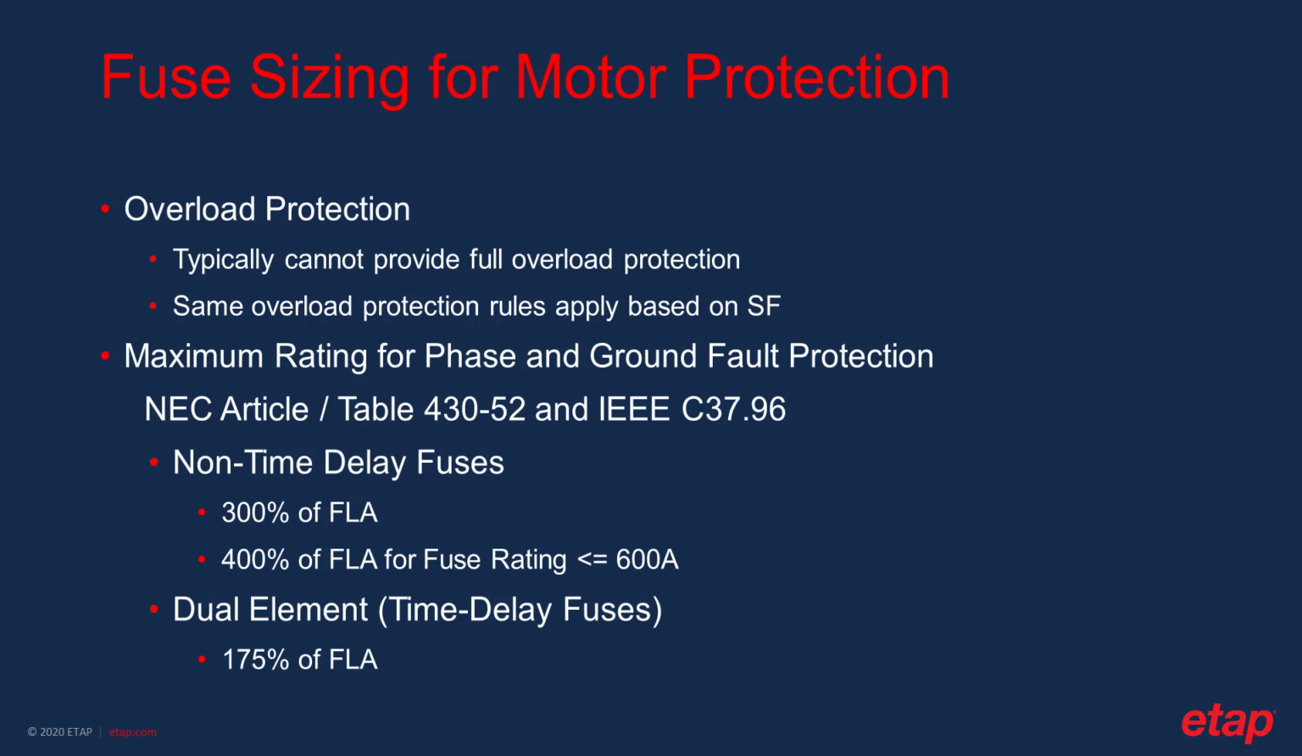This is the maximum rating for the fuse. So for non-time delay fuses, the maximum is typically 300% of the FLA of the motor. And for larger size of the fuses, above 600, this would be 400%. The dual element or time delayed fuses, typically this maximum is 175%.